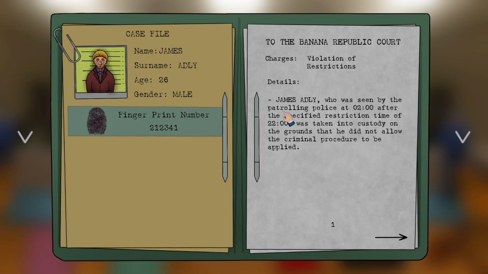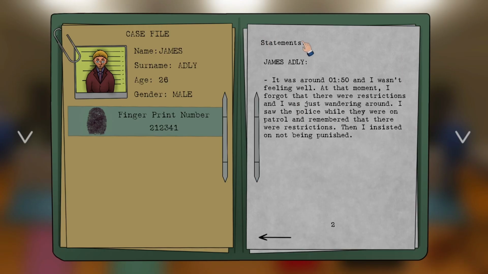James Adley, who was seen by the patrolling police at 2 after the specified restriction time of 22, was taken into custody on the grounds that he did not allow the criminal procedure to be applied. So basically, at 11, actually no, that's 10, he was out at 2 a.m. This is our statement from James Adley.